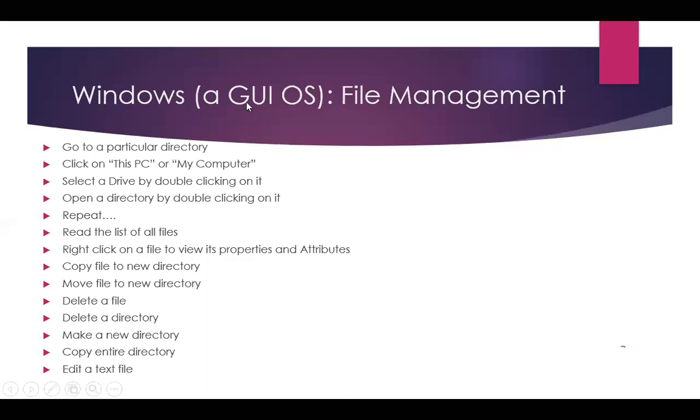So these are the things which we can do under the operating system Windows. And Windows has a graphic user interface. We just have to double click or single click or right click or left click with our mouse and the context menu will appear, and using that menu we can either copy it, cut it, paste it, delete it, and so on. So this is about the Windows environment.